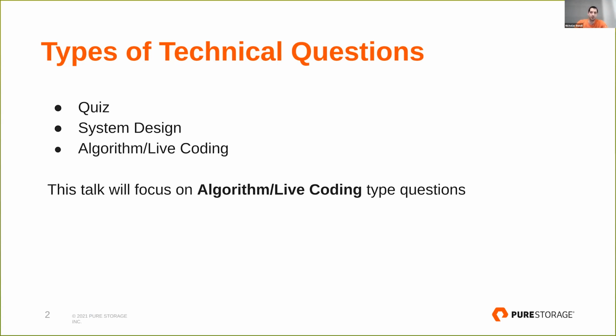But what we're going to be focusing on tonight is the third category, the algorithm category. These are problem-solving questions at the code level, where it might take a few different forms. You might be writing on a whiteboard, or doing a screen share while someone watches you write code. But it all boils down to the same thing, which is problem solving at the code level.